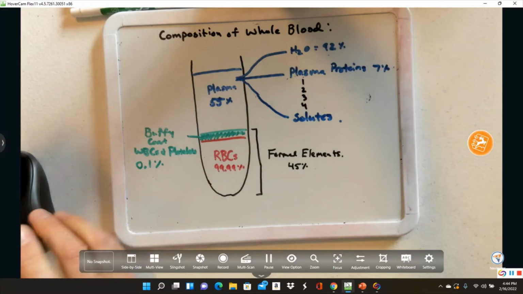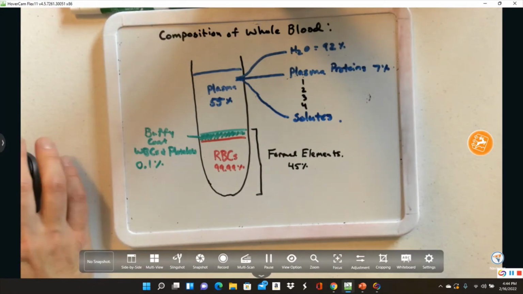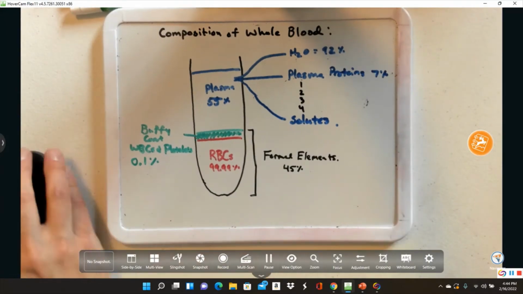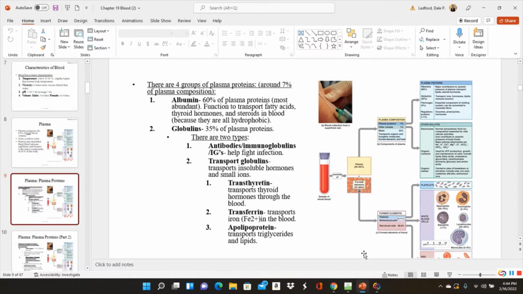The plasma proteins are definitely going to be very important. Okay, so let's talk about them. I'm going to use the finer tip pen. So as we go through them, we're going to list them. We're going to start with albumin, which is 60%. It is by far the most abundant.